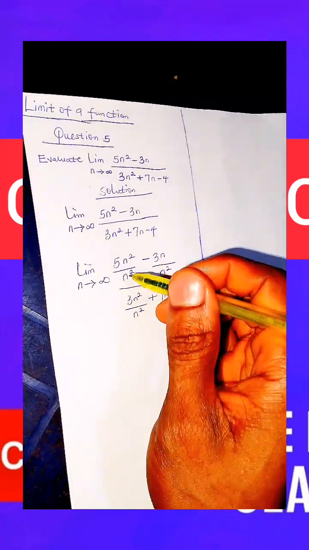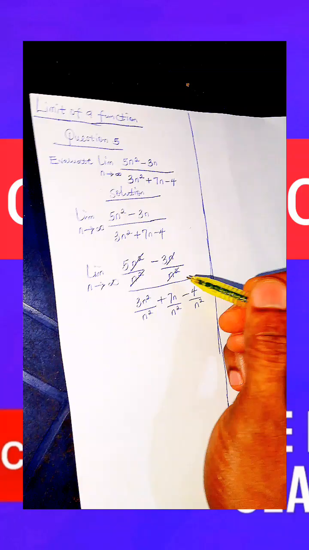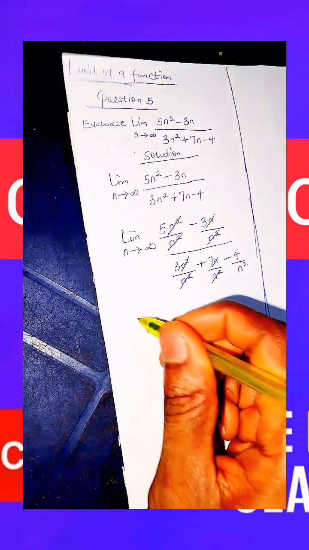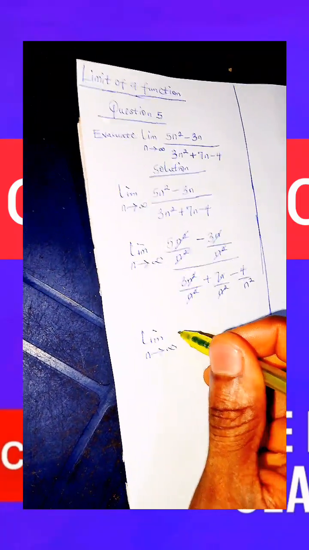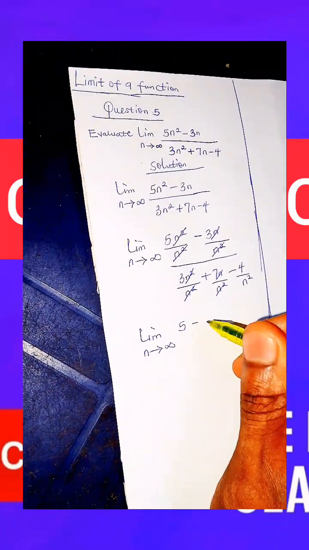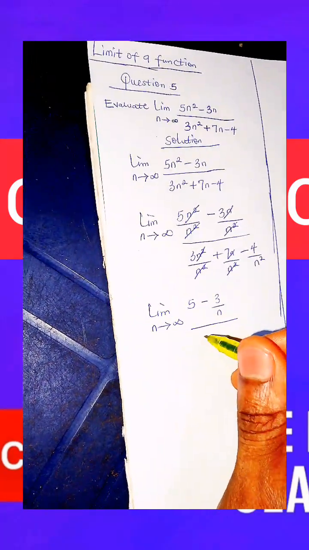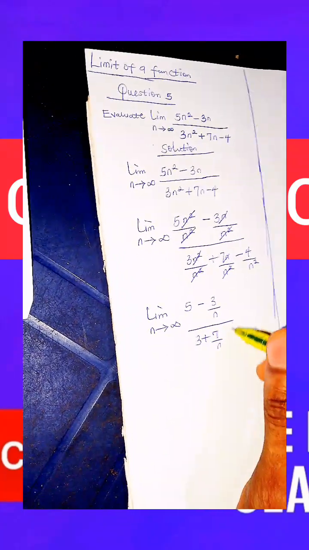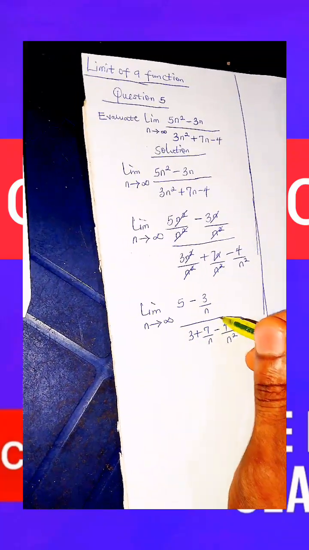n squared cancels n squared. 1 n here cancels 1 n here. n squared here cancels n squared. 1 n here cancels 1 n here. Such that we now have the limit as n approaches infinity of 5 minus 3 over n, divided by 3 plus 7 over n minus 4 over n squared.